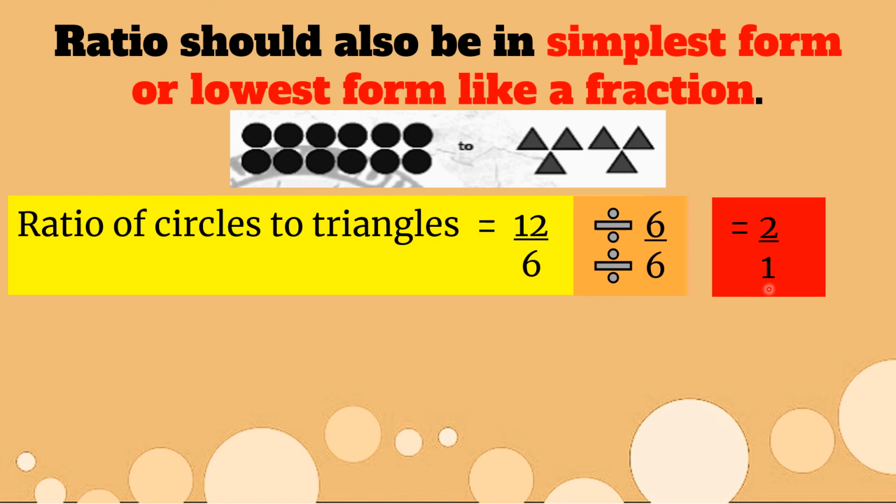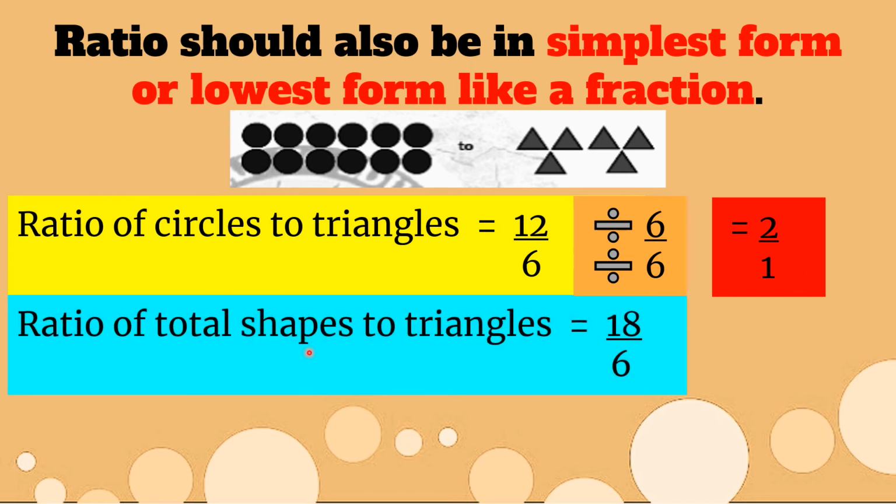Ito yung sinasabi ko, na kahit naka-fraction siya, di ba sa fraction, kapag ang denominator mo is 1, nagiging whole number na siya. Sa ratio ay hindi, kasi ratio is comparing two or more quantities. Hindi siya pwedeng maging isa na lang, hindi siya pwedeng maging whole number na lang. Kaya yung 2 over 1, or read as 2:1 in ratio, must be the final answer. Okay, 2:1.